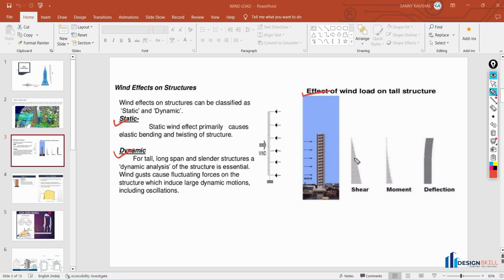Now next is: what is the effect of wind load on tall structures? The effect is to create shear forces, moment and deflection in our structures. This is the major effect which the wind load causes on tall structures. Now move to the next slide.